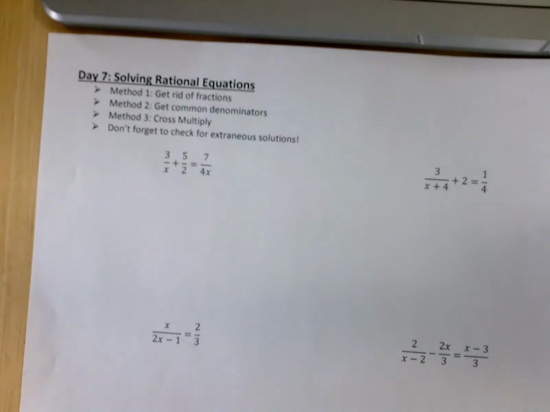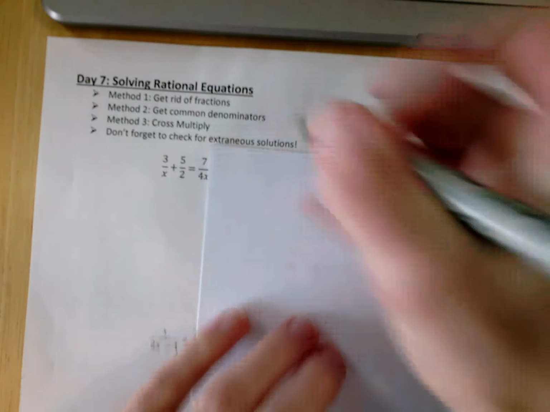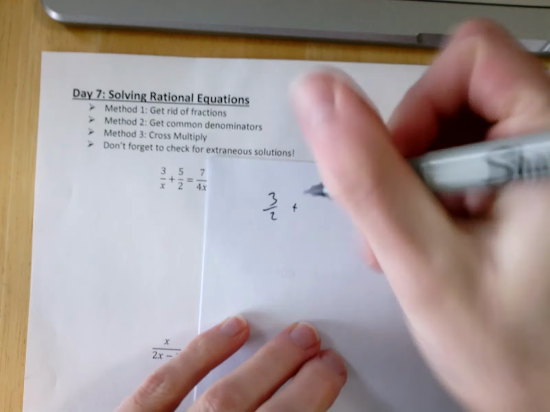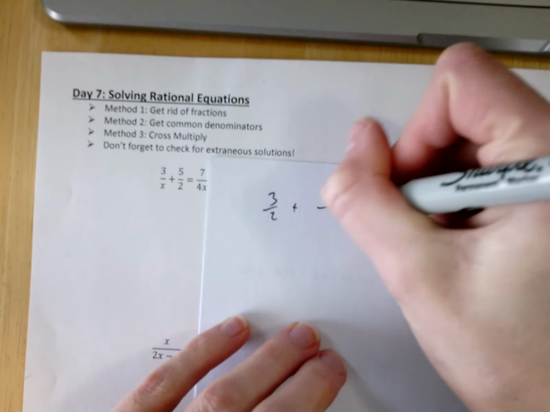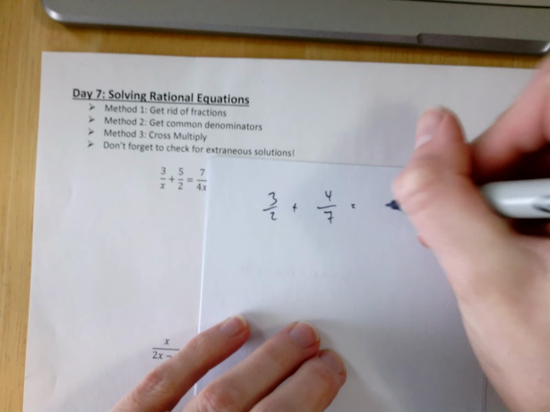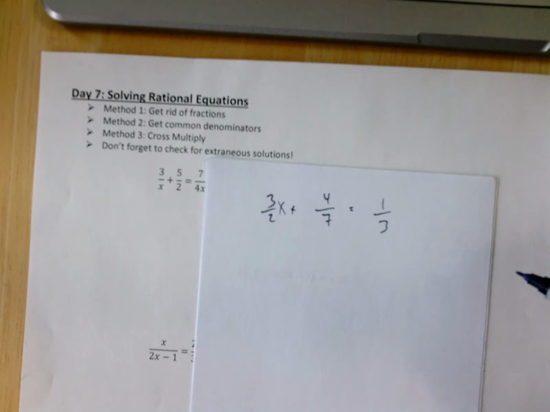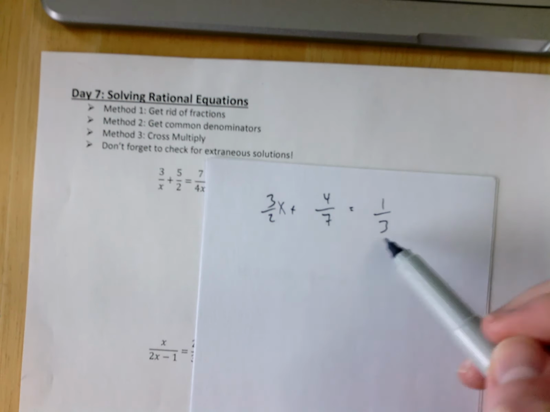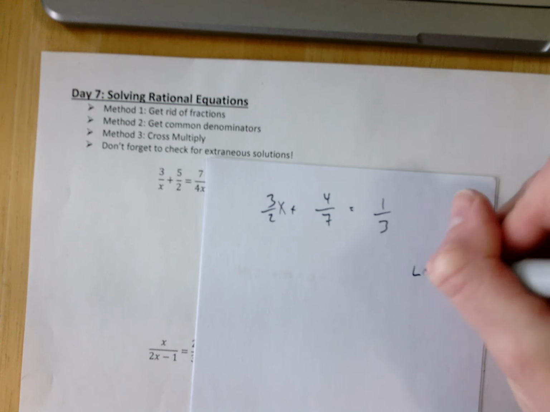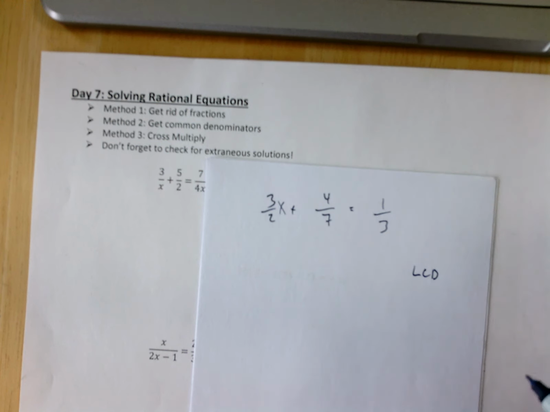And it's very similar to what you would do if you were solving just a regular equation with fractions, like if you had something like 3/2 plus 4/7 equals 1/3, right? So let's throw an x in there so that makes sense. If we were trying to solve this equation, you could take a look at this and say, well, the LCD of these three things would be 42, right?